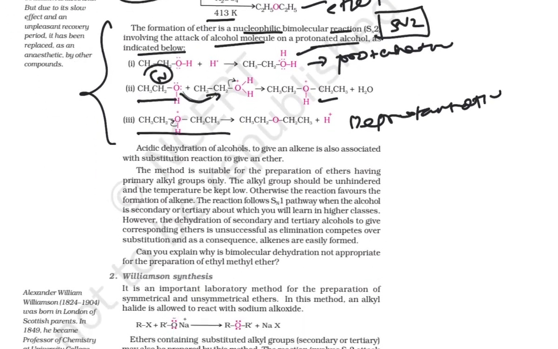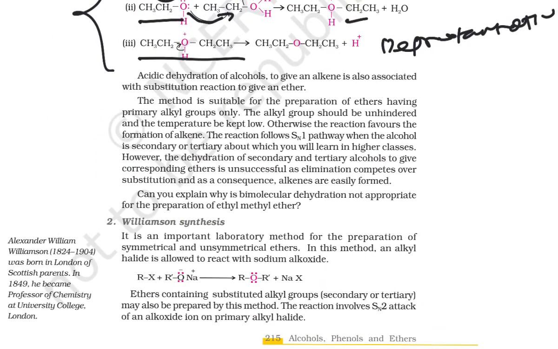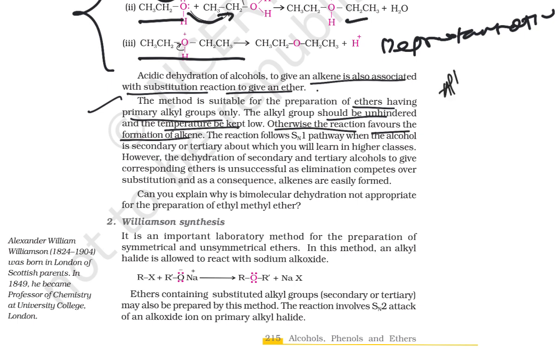Then we discuss the acidic dehydration of alcohol to give the alkene, associated with a substitution reaction to give the ether. This method is suitable for the preparation of ether having primary alkyl groups only, and this is very important. The alkyl group should be unhindered, and the temperature is kept low, otherwise the reaction favors the formation of alkene.